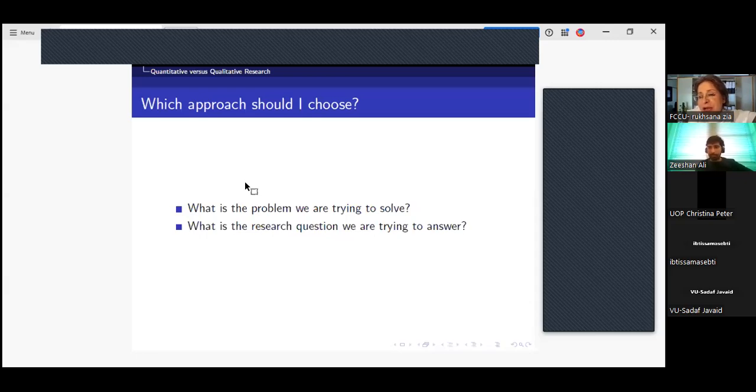Bakar Ahmed says, how can we use Monte Carlo simulation for a feasible sample size? And I have no clue what this is. Do you?